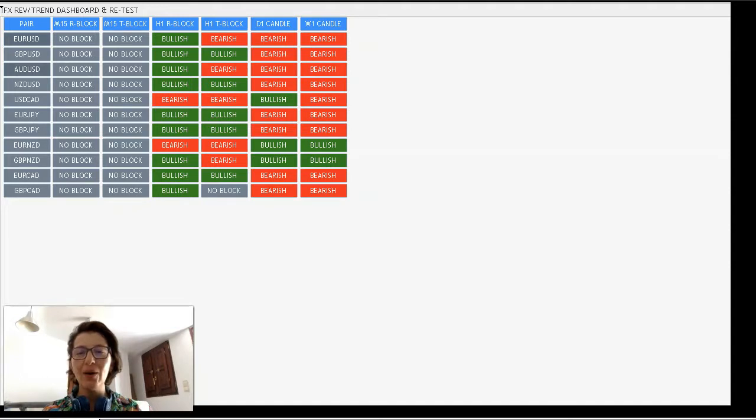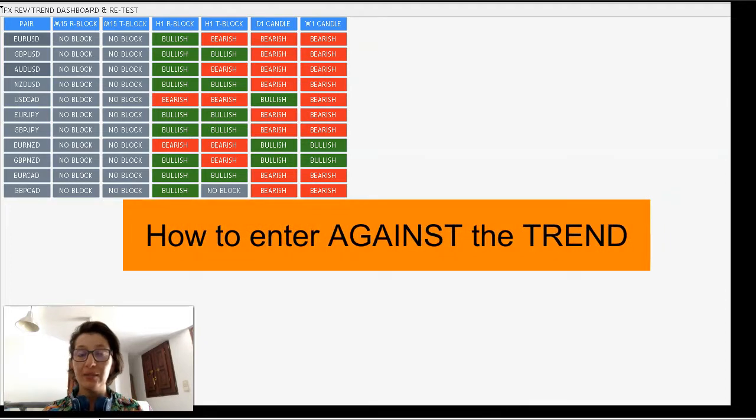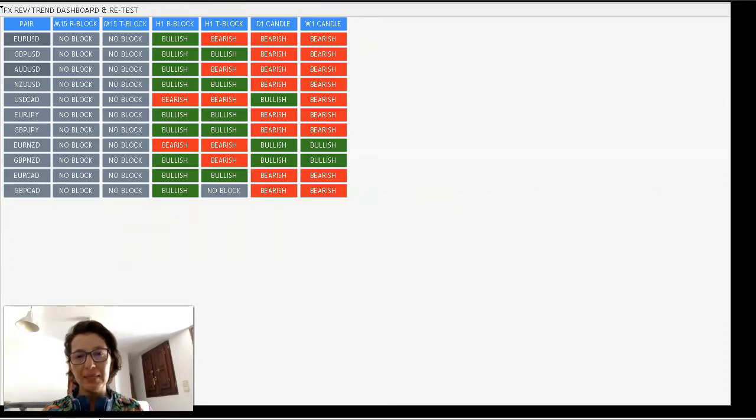And let's talk about how we can enter the market going against the trend, right? That happens many times because sometimes we miss the trend and we're like, hey, now it's about time that the market should give us a turnaround. So when are we going to actually enter on a block if you're following M15?